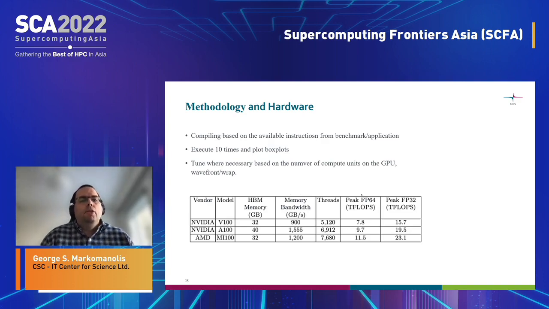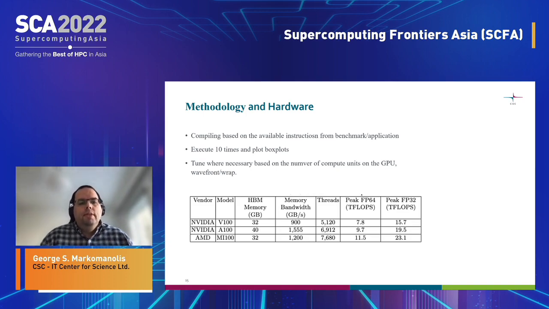Now, methodology and hardware. The compiling basically was quite easy to support, whatever the instructions they gave us. We have to declare only the different hardware targets for AMD and for NVIDIA. We execute 10 times and plot the box plots and tune where necessary, based on the number of compute units of the GPU and away from the RAM.